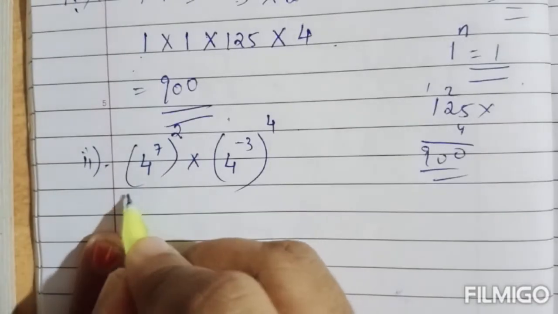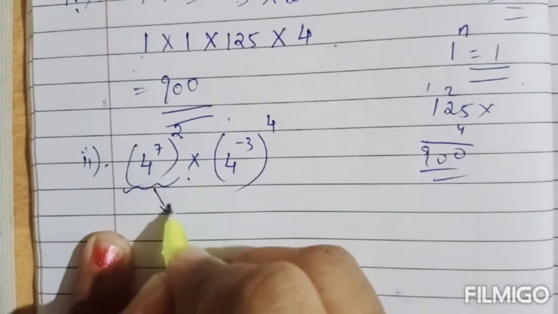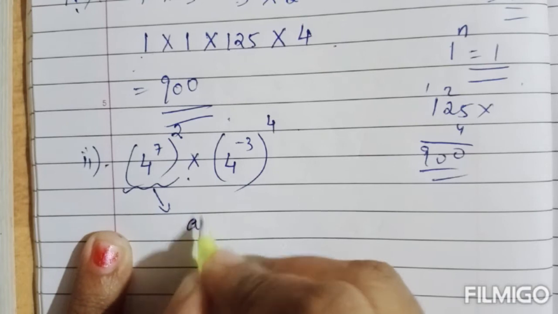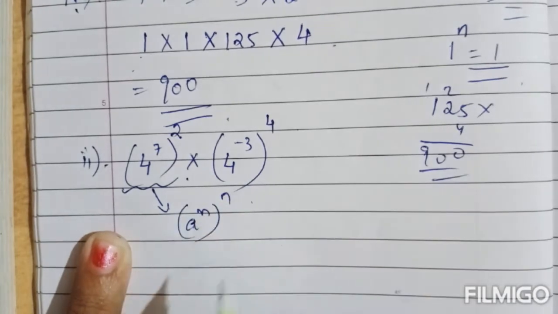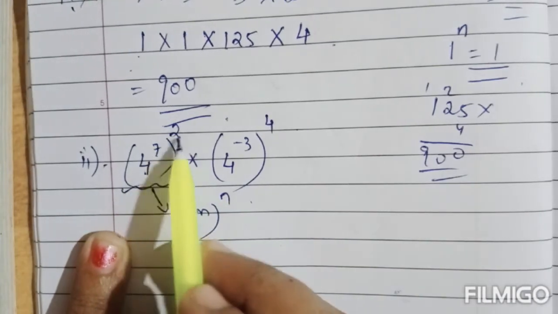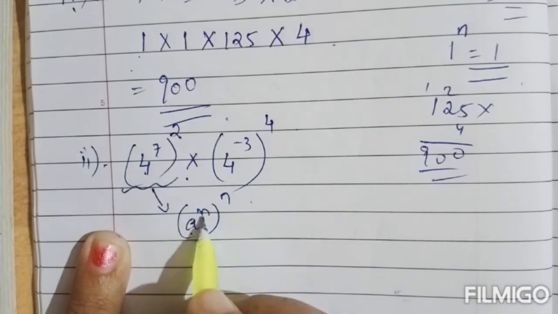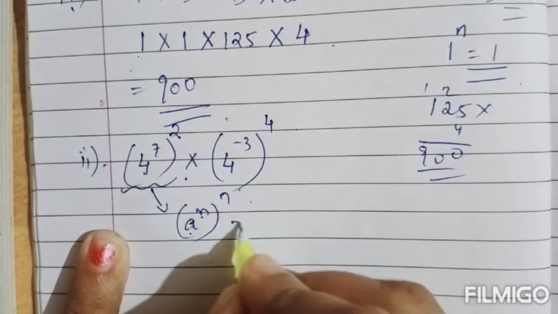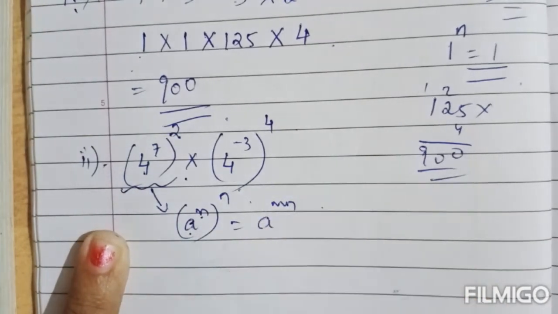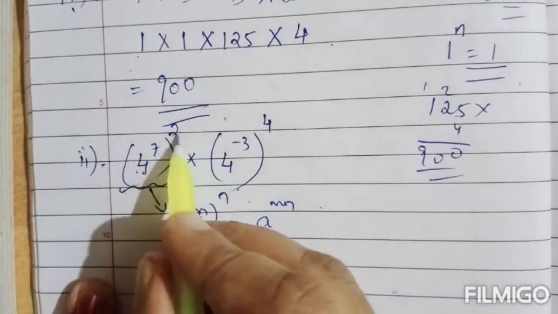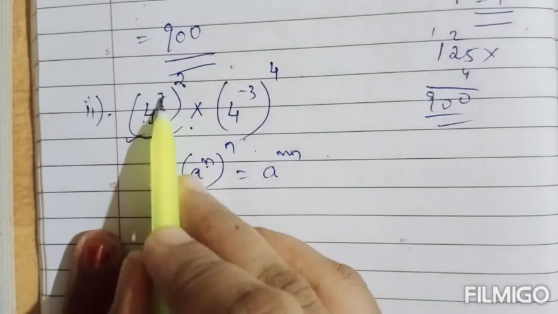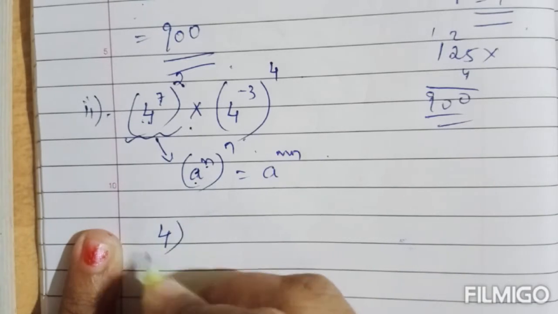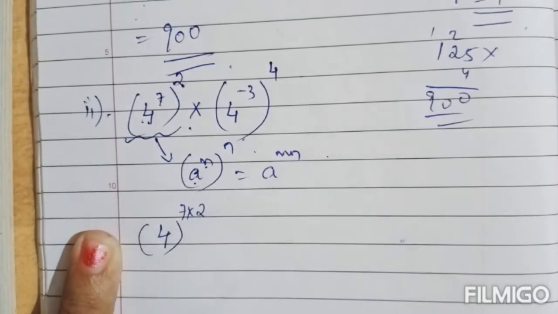Here you can see we can use power law. This is of the form a raised to m whole raised to n. 4 raised to 7 whole raised to 2 is an a raised to m whole raised to n formula, which we can write as a raised to mn. So 4 raised to 7 whole raised to 2, we can write it as 4 raised to 7 into 2.